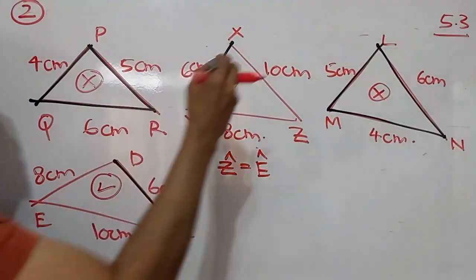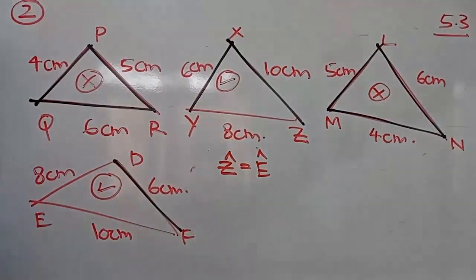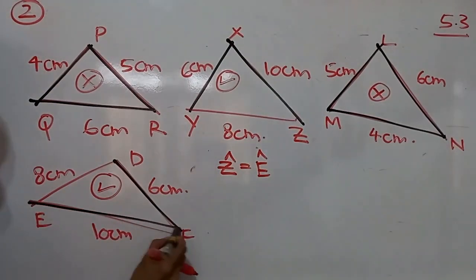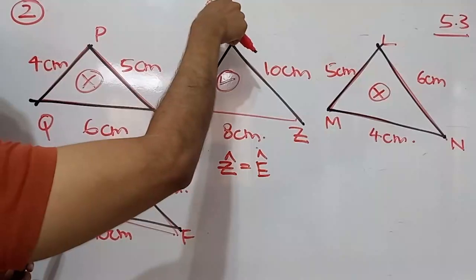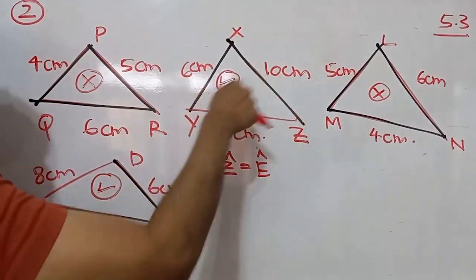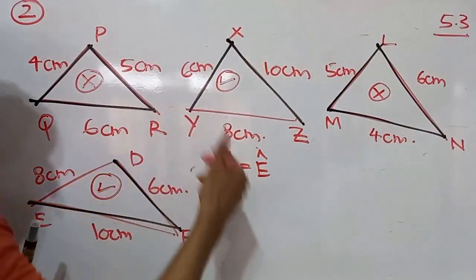Right. Now we will take XZ. So what's the opposite angle to XZ? Sorry. Now we will take XZ. What is the opposite angle to XZ? Y.